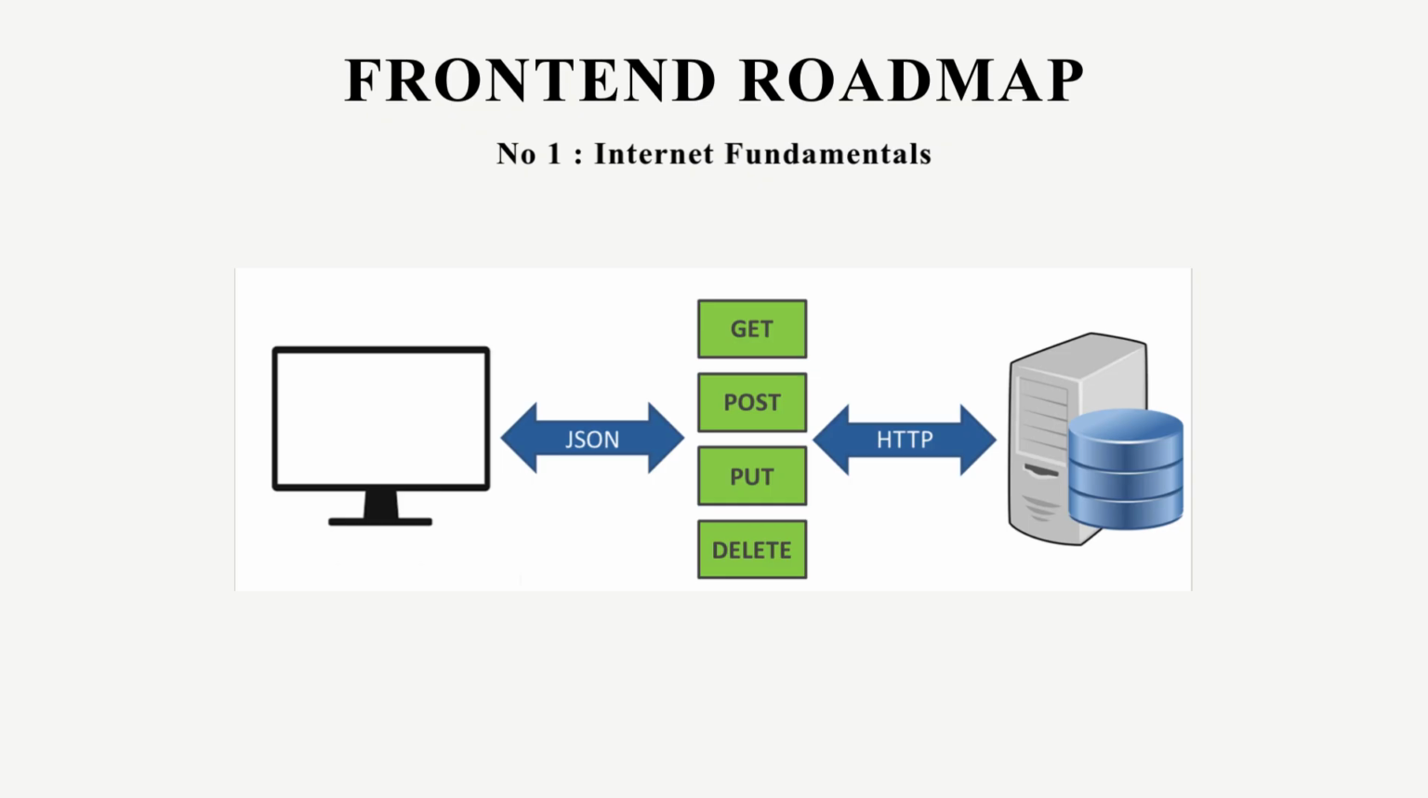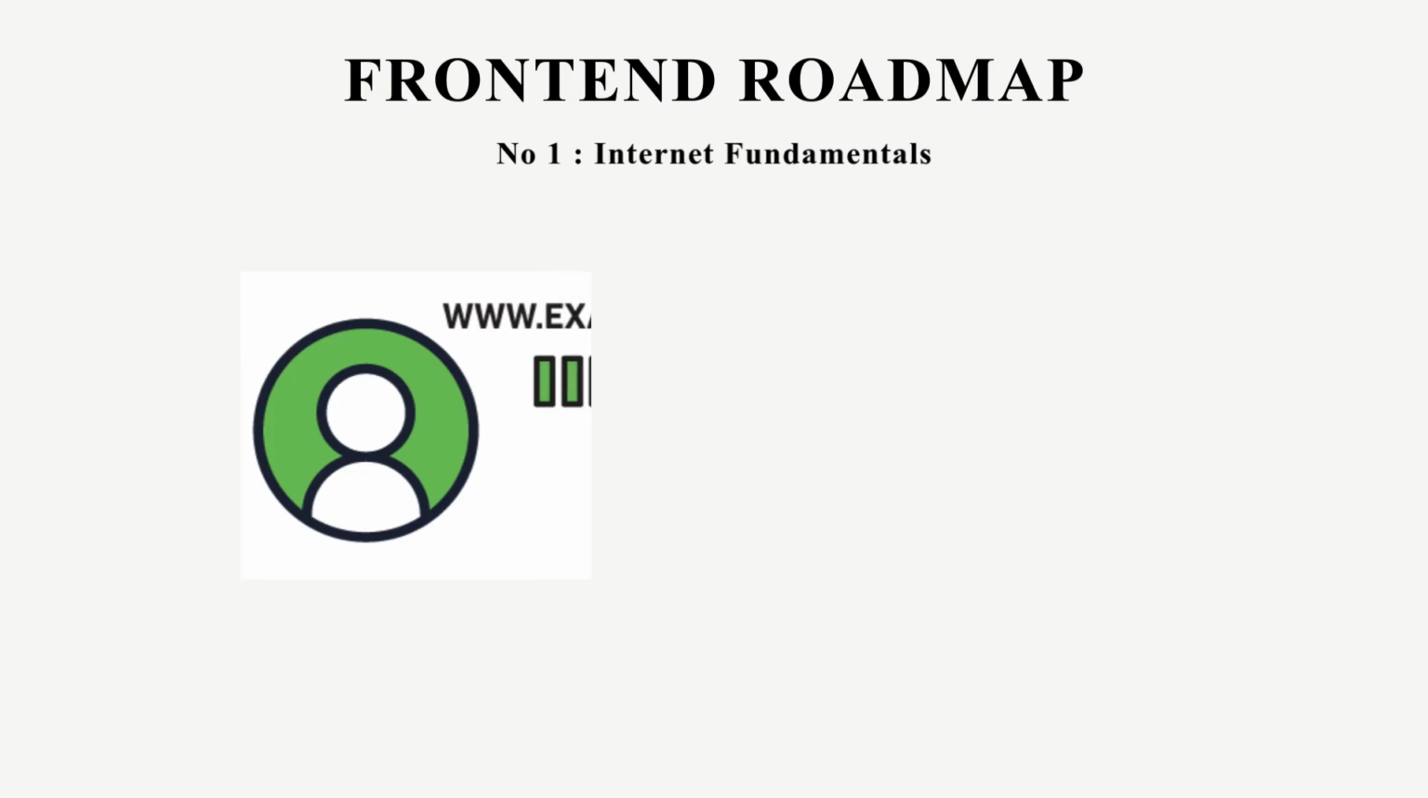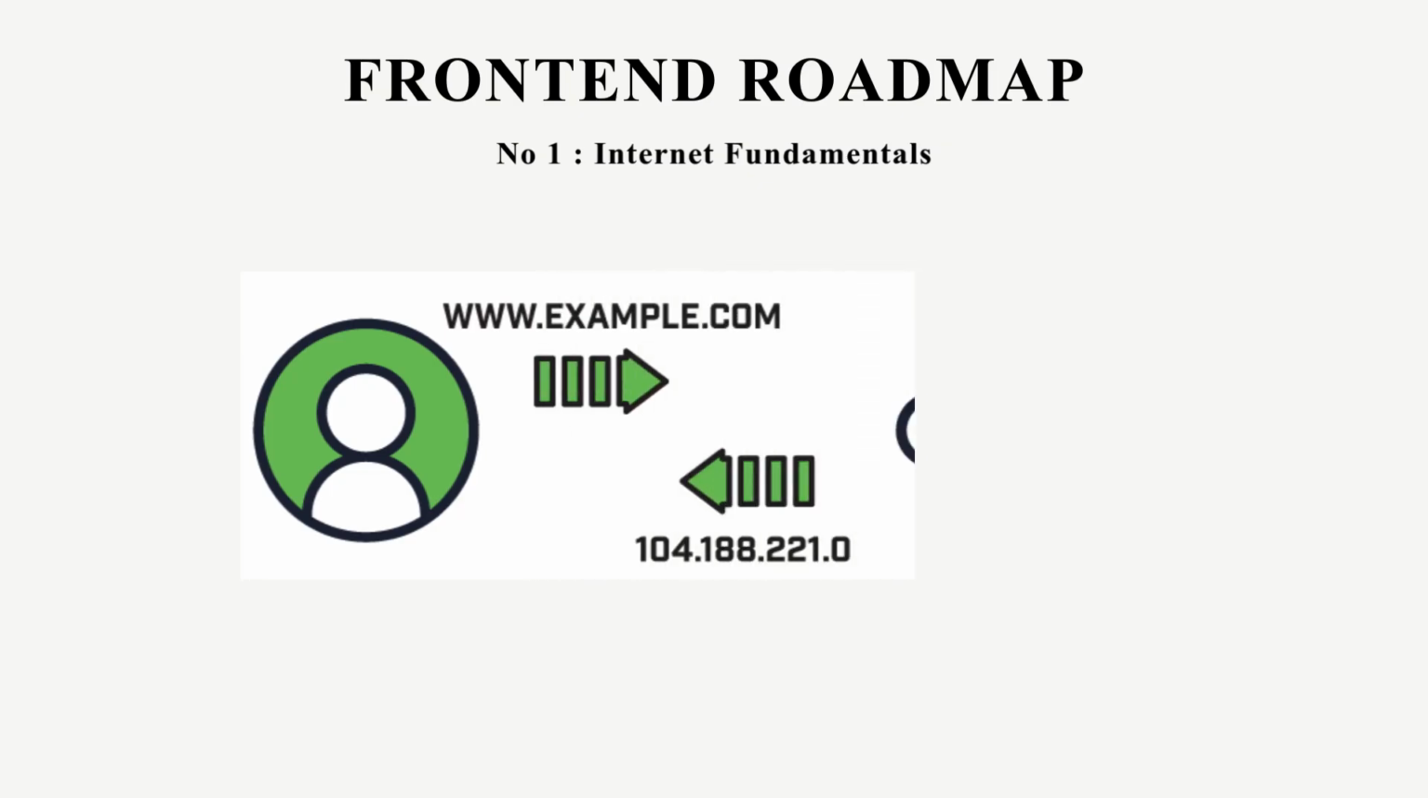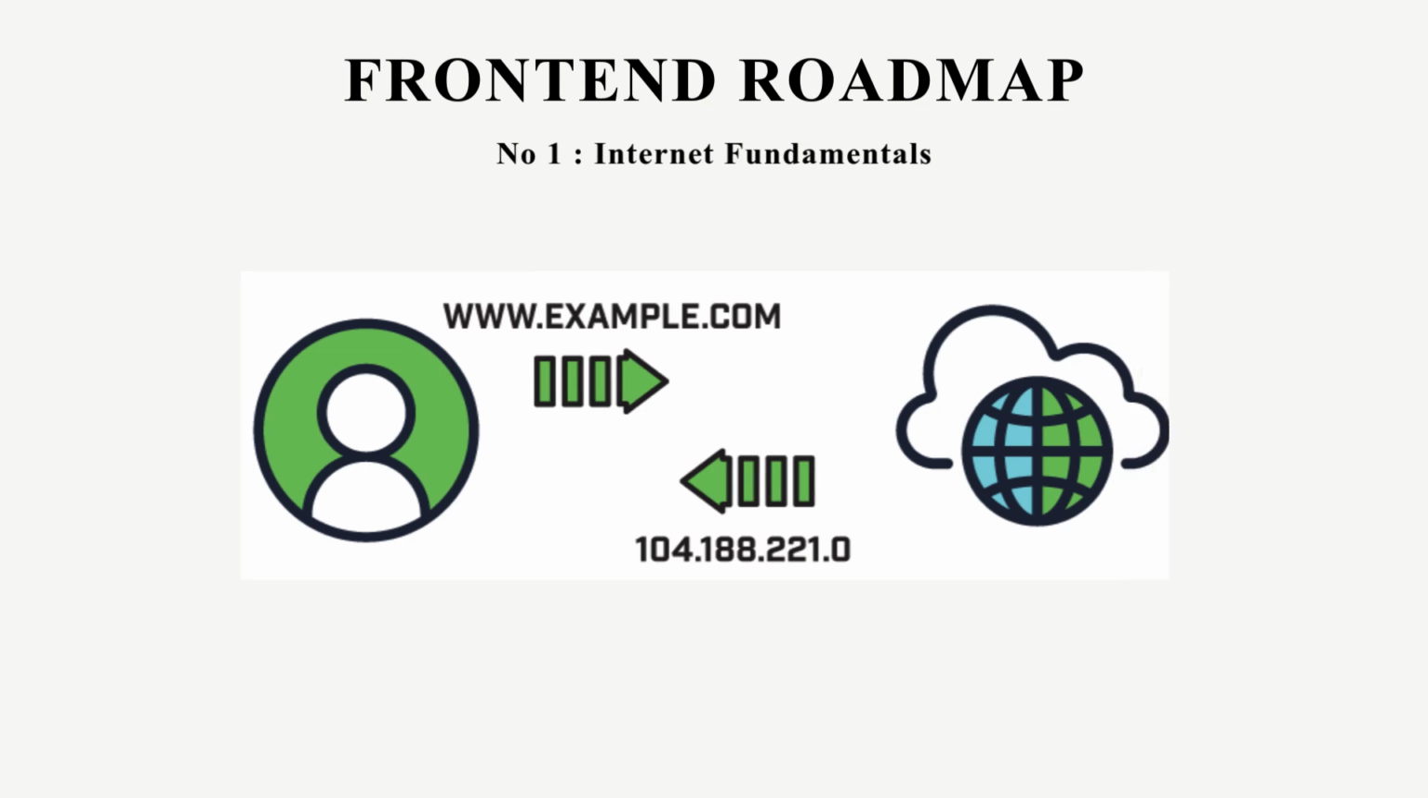Another important concept is the domain name. A domain name is a human-friendly address of a website. For example, google.com, youtube.com. Behind the scenes, domain names are translated into IP addresses which identify servers on the internet. This translation happens through the Domain Name System, or DNS. Understanding this fundamental helps you understand how the web works before writing code.